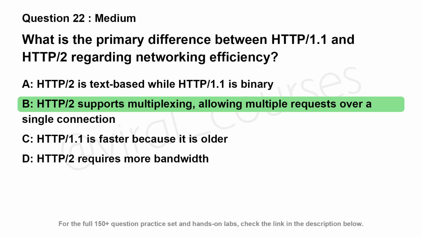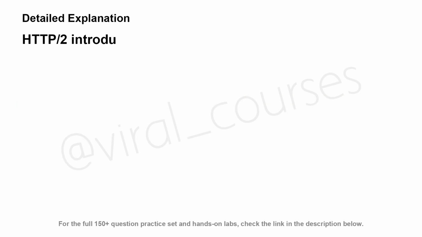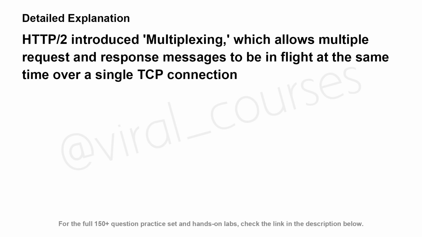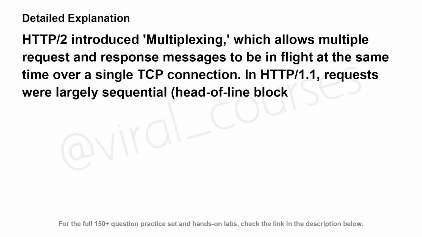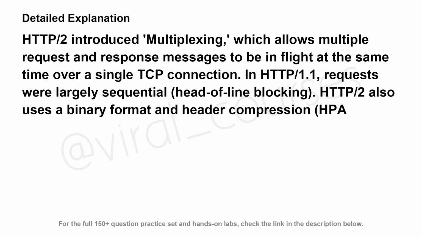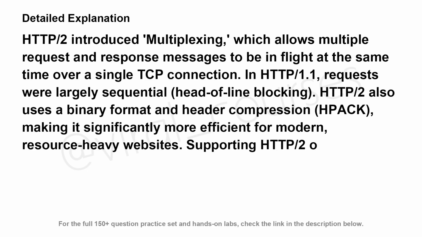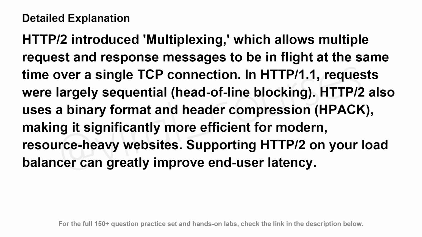The correct answer is B. HTTP 2 introduced multiplexing, which allows multiple request and response messages to be in flight at the same time over a single TCP connection. In HTTP 1.1, requests were largely sequential, with head-of-line blocking. HTTP 2 also uses a binary format and header compression, HPACK, making it significantly more efficient for modern, resource-heavy websites. Supporting HTTP 2 on your load balancer can greatly improve end-user latency.